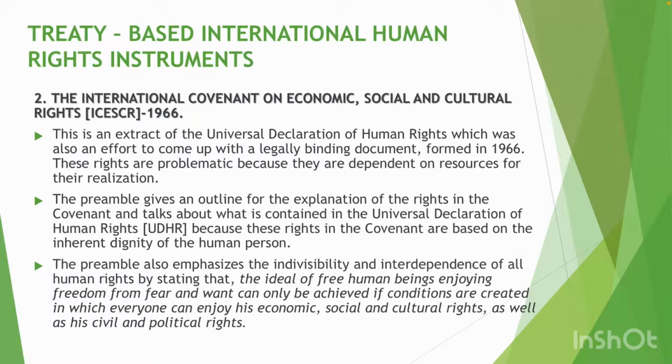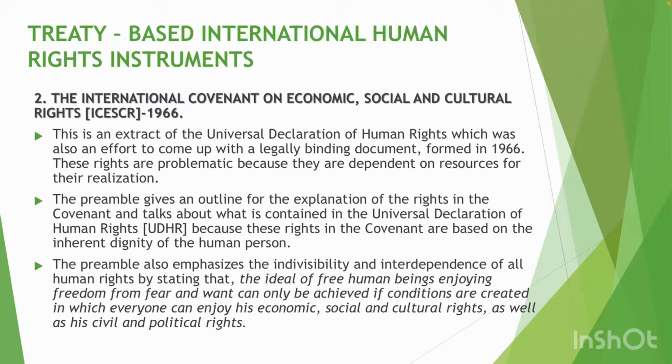Economic, social, and cultural rights. These were just extracted or derived from the UDHR, the Universal Declaration of Human Rights. This document expanded on the economic, social, and cultural rights, because the Universal Declaration of Human Rights is like a combination. It's too general. All the rights are there. Now, this document expanded on a specific theme of economic, social, and cultural rights. That's why we are saying it is an offshoot of the Universal Declaration of Human Rights.